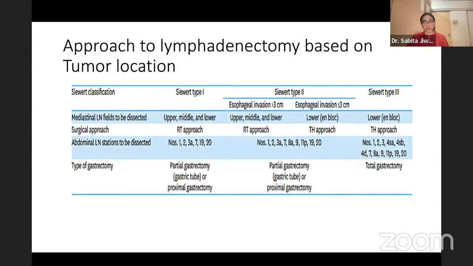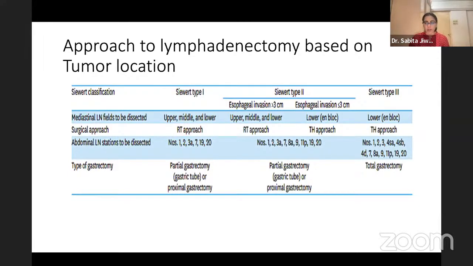So how should we approach the lymph nodes in GE junction tumors? When you have a Seward type 1, you can go ahead and do a standard 2-field lymphadenectomy, that is the subcarinal lymph nodes along with the abdominal lymph nodes, with either an Ivor-Lewis or a McKeown approach. When you have Seward type 2 tumors, then you look at the length of the esophageal invasion, more than or less than 3 centimeters. And depending on the approach that you're using for Seward type 2, because Ivor-Lewis as well as left thoracoabdominal, both are applicable, both can be done in Seward type 2, you will get your lymphadenectomy.